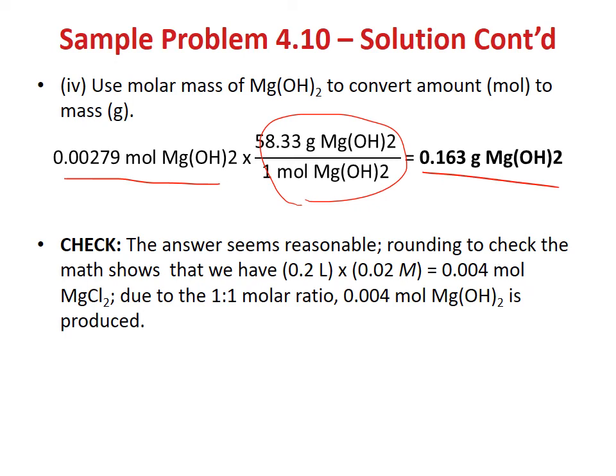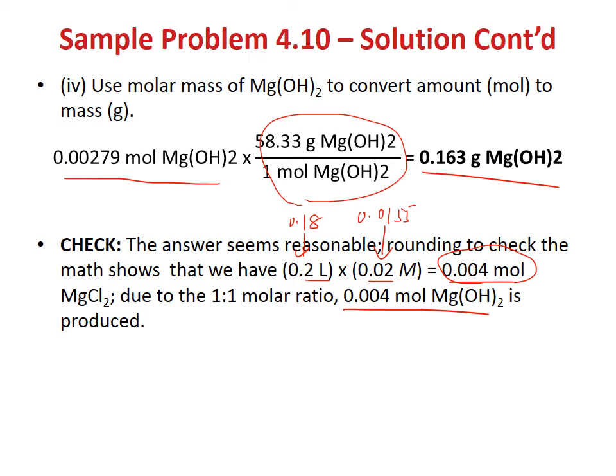grams of magnesium hydroxide. Now, in the last step, we may check the answer to see if it's reasonable by rounding the numbers. The given volume is 0.18. We can approximate to 0.2, and the molarity given was 0.0155, and we can approximate to 0.02. So this simple calculation gives you 0.004 moles of magnesium chloride, and due to the molar ratio of the stoichiometry, we approximate 0.04 molarity.